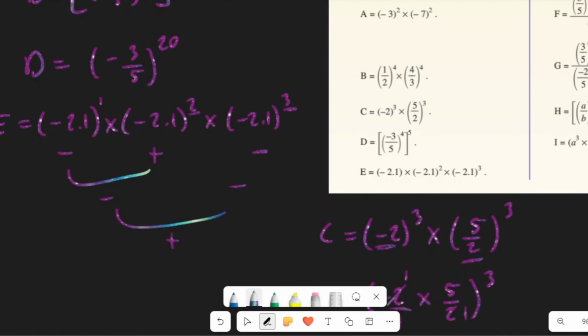Now we can simply simplify it by writing it as negative 2.1 to the power of 1 plus 2 plus 3, which is negative 2.1 to the power of 6. And as you know, 6 is an even number, therefore we know for sure that the final result is going to be positive.